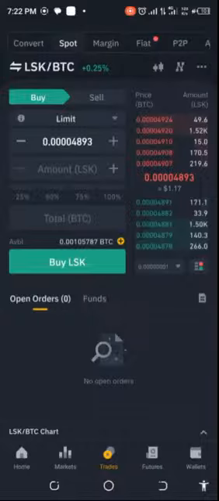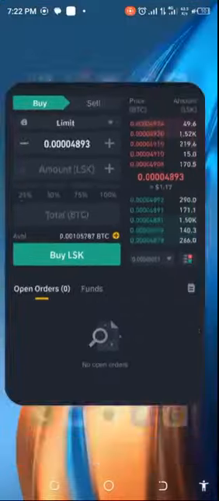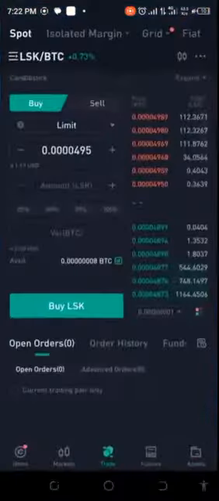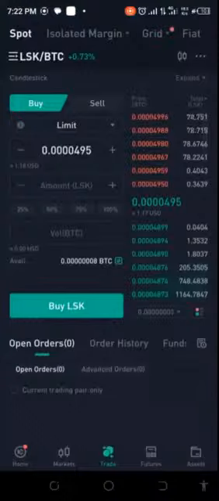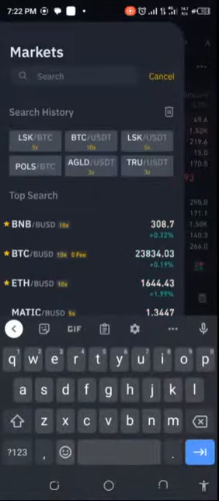So we can see here currently the price of LSK BTC is 0.0004893, and on KuCoin it is, let's go check, 495. So we have a difference there. So what we're going to do is go back to Binance and try to buy this. I already have changed $25 worth of USDT to BTC.